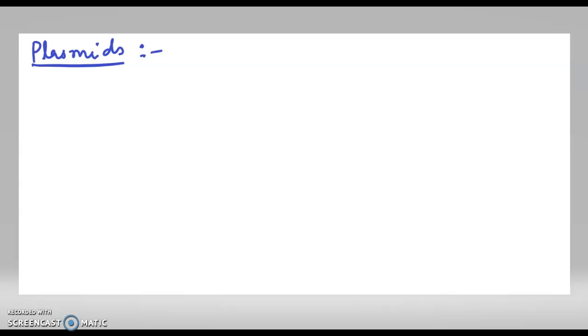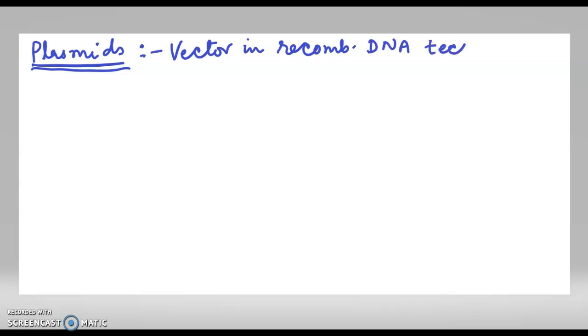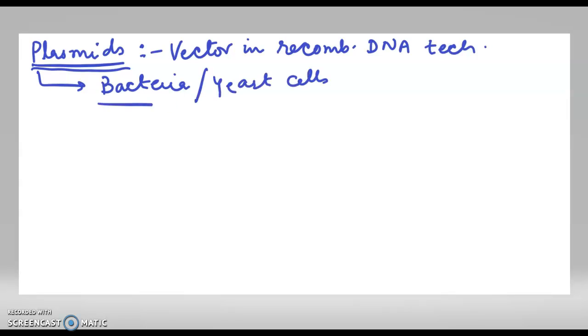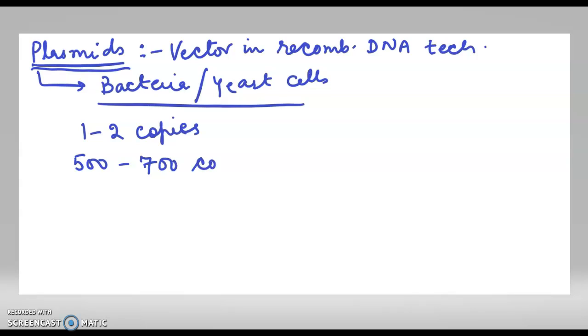Dear students, today we'll study plasmids and their role as a vector in rDNA technology, that is, recombinant DNA technology. As we know, plasmids are naturally present inside bacterial cells, or they may be present in yeast cells also. In some bacterial cells, they are present in 1 to 2 copies, whereas in others, they are present in 500 to 700 copies.